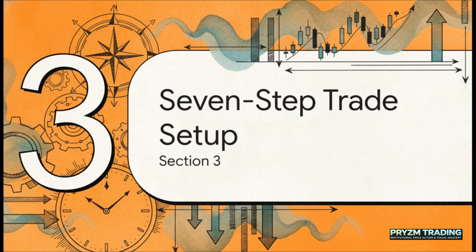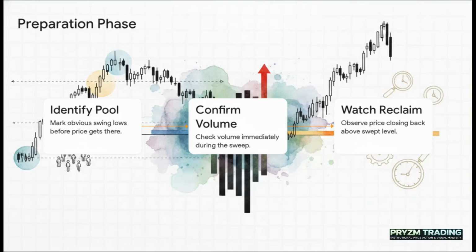Section 3. The 7-step trade setup. Okay, let's get tactical. I want you to shift your mindset here. Take a breath, slow down. This isn't about rushing. This is all about calm, calculated execution. We're starting with the prep phase, steps 1 through 3. Step 1. Identify the liquidity pool before it gets swept. You can't trade this reactively. Mark every obvious, glaring swing low, the ones everyone can see. That's where the retail stops are clustered.